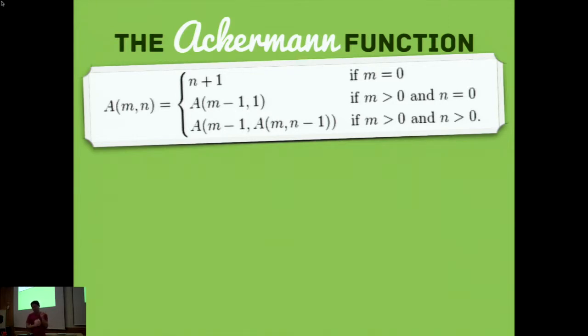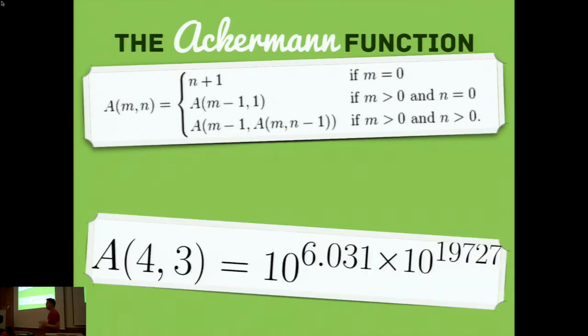Look at the third case. When m and n are both larger than zero, the second argument calls itself. This means that the value of the Ackerman function grows extremely rapidly, even for very small inputs. For example, if I were to put in Ackerman 4-3, it results in a ridiculously huge number. Therefore, this makes for a very fun example.